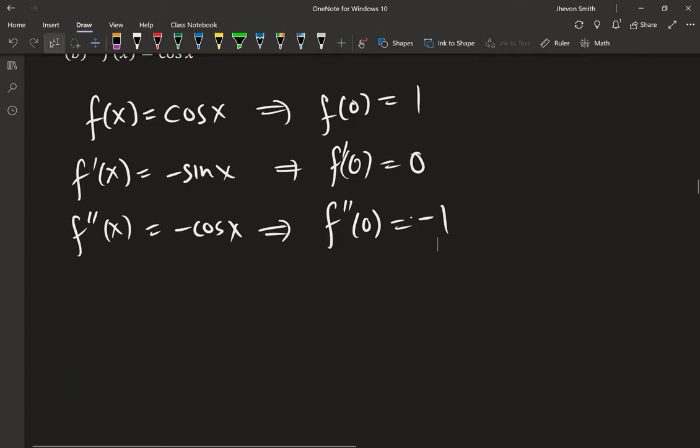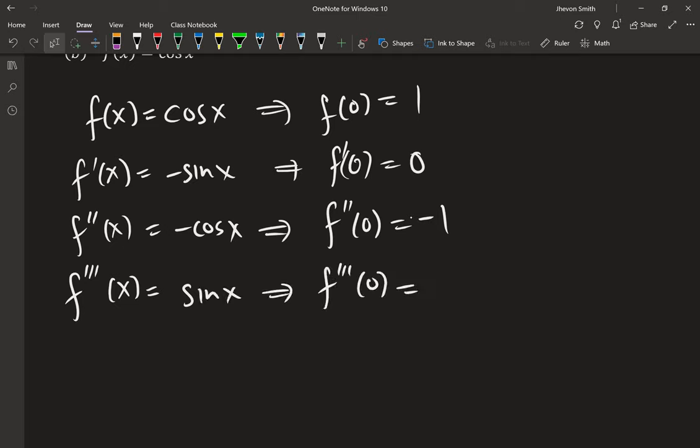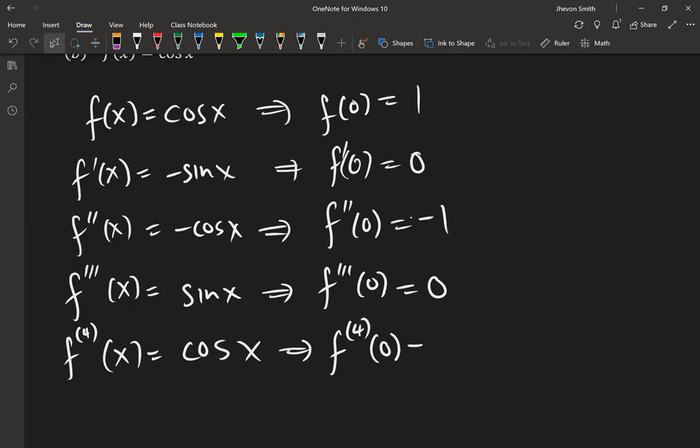Okay, is there going to be a pattern I can figure out here? Let's see. F triple prime is going to be positive sine x, which means f triple prime evaluated at zero is zero, because sine of zero is zero. The fourth derivative is cosine. Hold on, wasn't that where we started? So the fourth derivative of zero is one, and notice it's just going to repeat here.